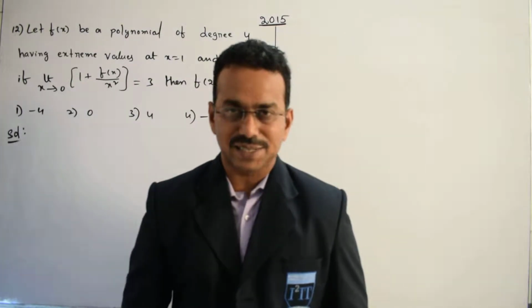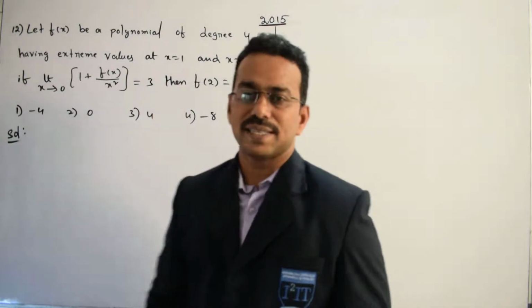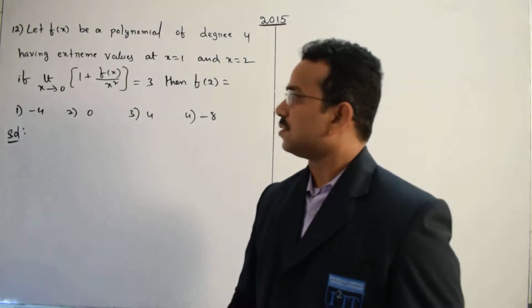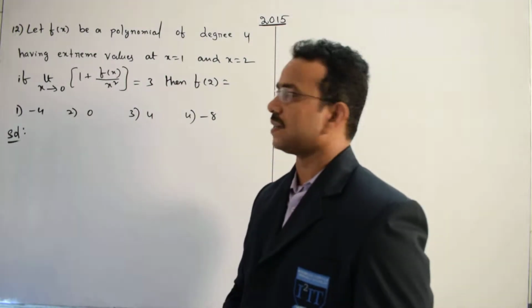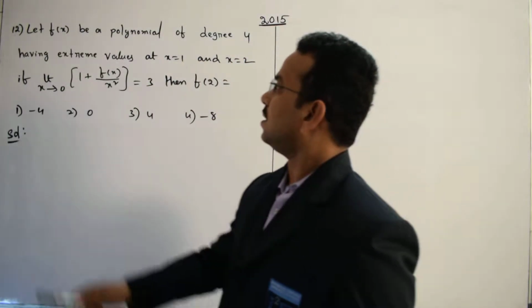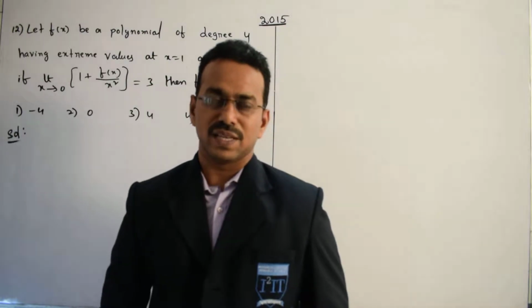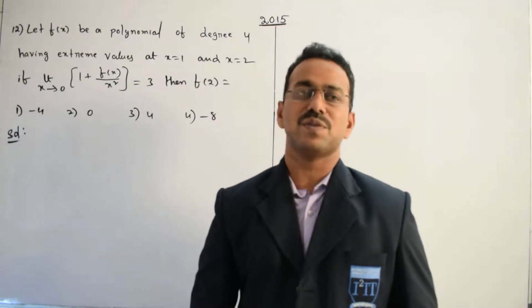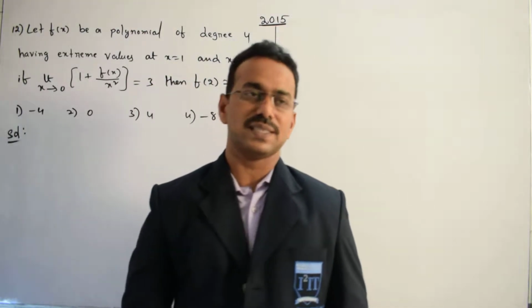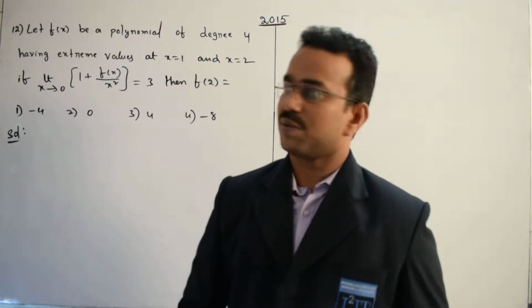Here our task is to calculate f(2). For that we require f(x), so first we will focus on finding f(x). Clearly, some information is provided about f(x). Here f(x) is a polynomial of degree 4. The nature of f(x) is ax⁴ + bx³ + cx² + some constant term.